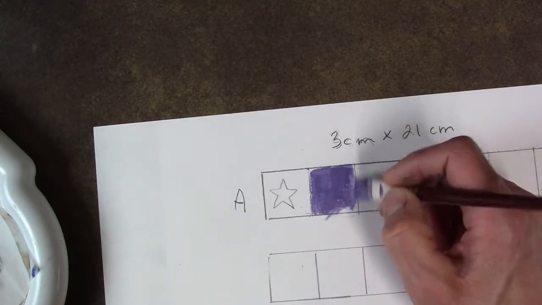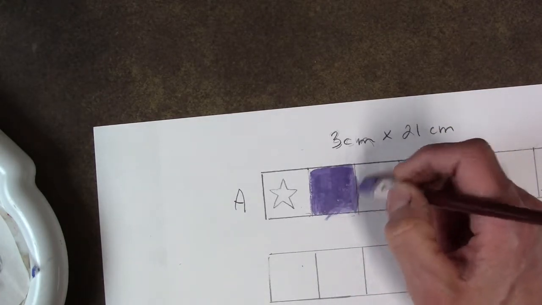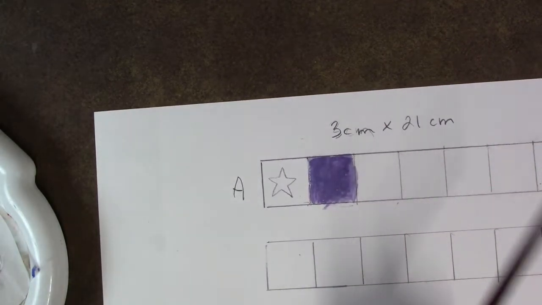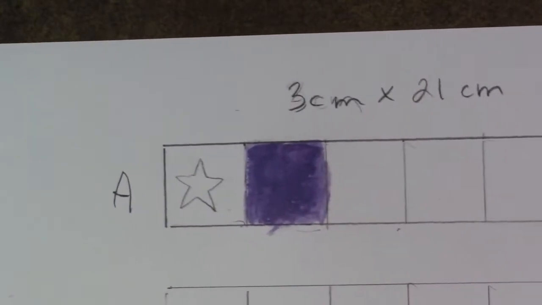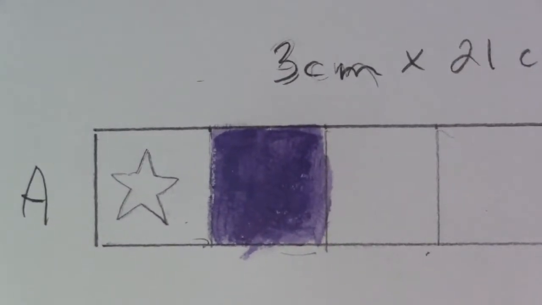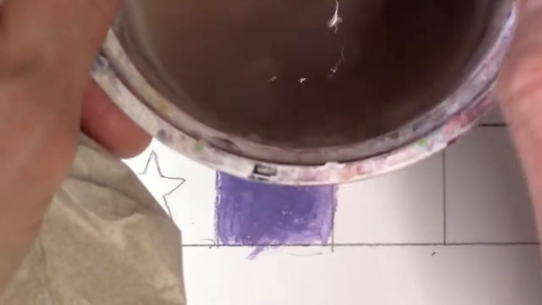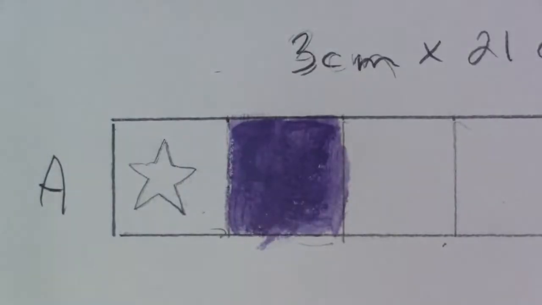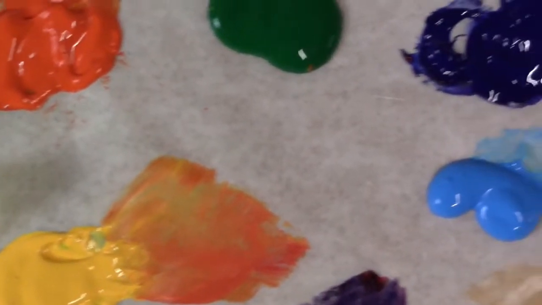But I'm painting my low-intensity blue-violet in square 2. So that color is not as intense as it would be if it did not have white in it. I'm going to wash out my brush. So I have my container of water. I'm going to dry the bristles. I'm going to go back to my palette.